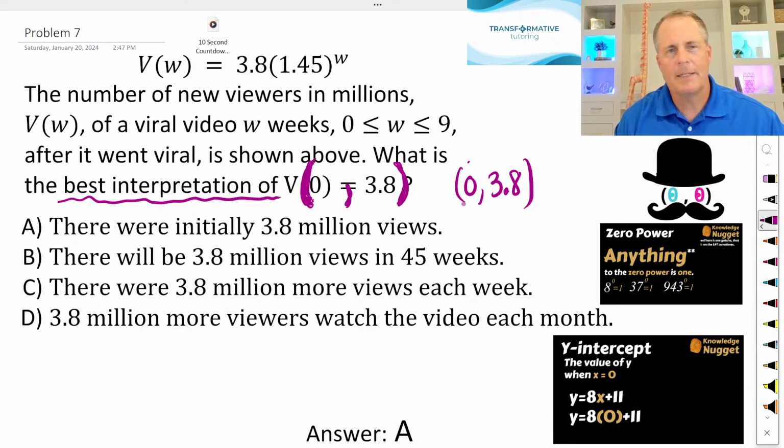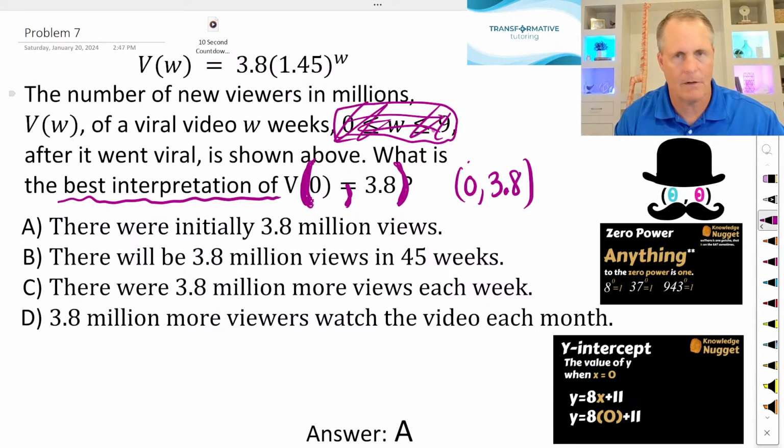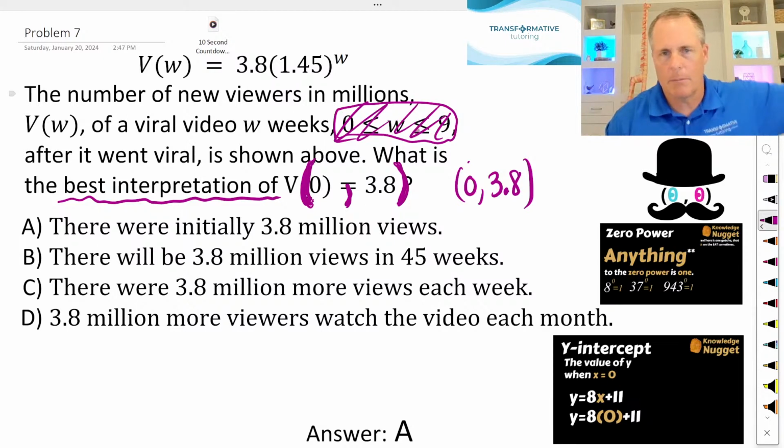All right, let's take a moment to read over the problem. It says the number of new viewers in millions of a viral video, w weeks from... So they like to do this. What they're saying is that this equation is only valid for the first 9 weeks where the video is out. But generally, this sort of stuff is not super important, and try not to get fixated on that. I see a lot of students who just stop doing a problem when they see that because they don't know what to do with it. That's not the most important word. So skip that and go down to your ordered pair.